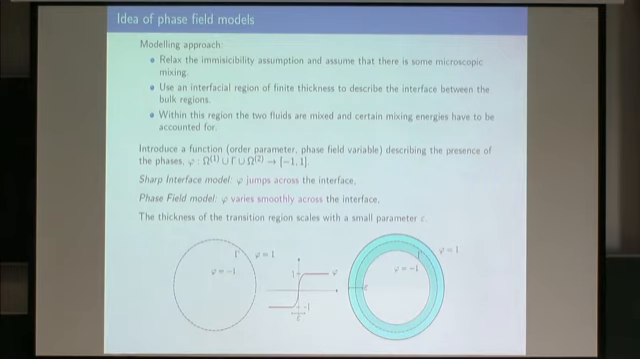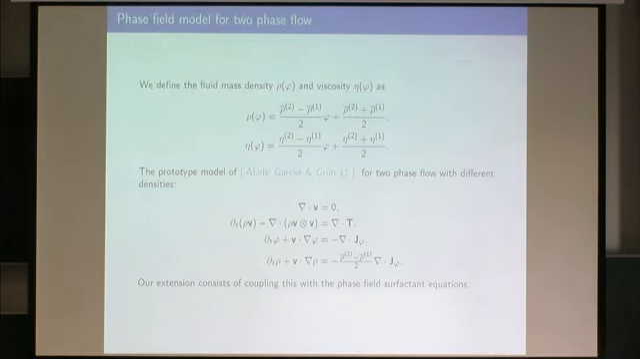In the sharp interface model, phi would jump across the interface. But in the phase field model, we allow phi to vary smoothly across the interfacial region. The transition layer here is scaled with a small parameter, epsilon, where phi varies smoothly from -1 to +1. So you can think of the phase field model as a regularization of the sharp interface model. We define an interpolation of the fluid mass density and viscosity like this.